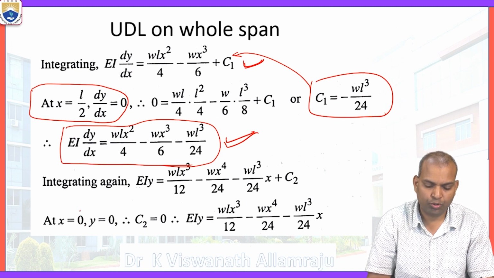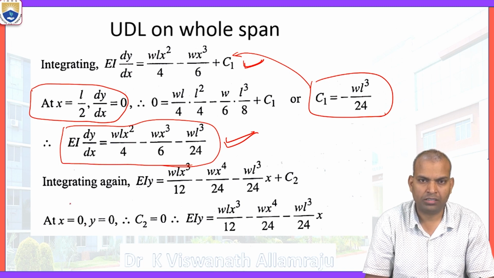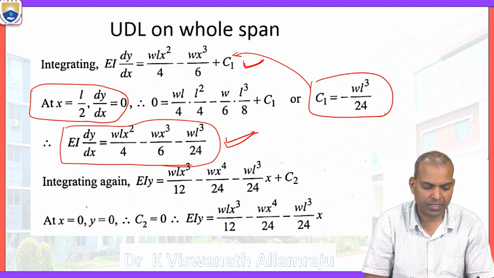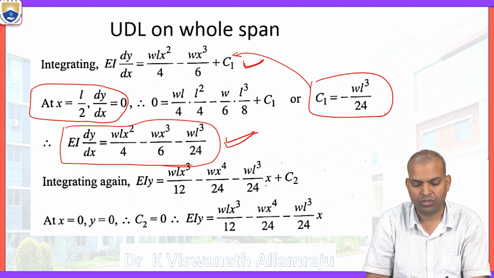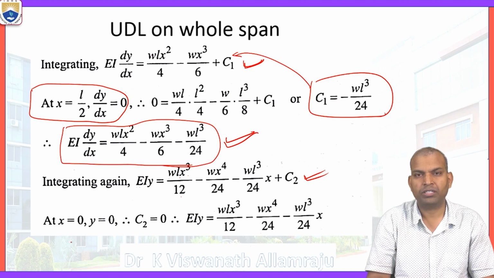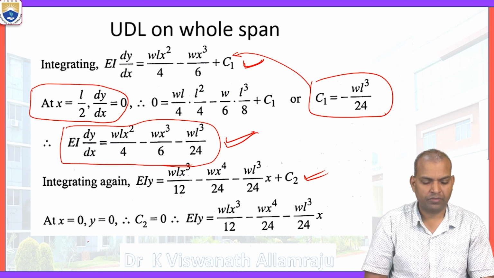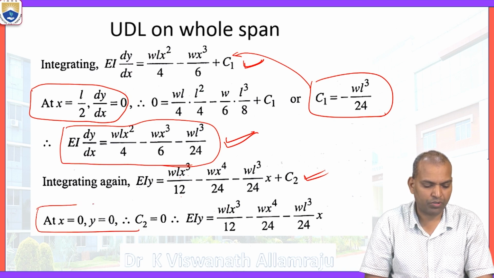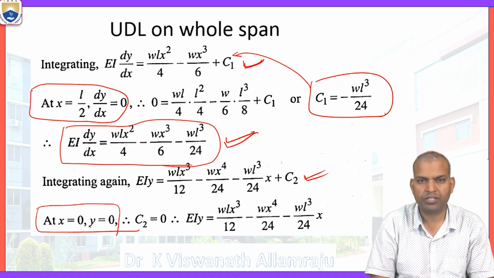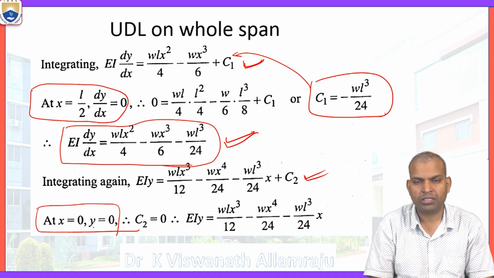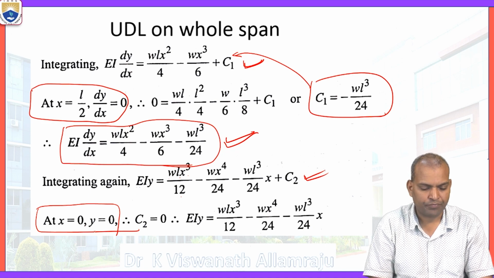Now integrating the slope equation, the deflection is obtained. EI y equal to wLx³/12 minus wx⁴/24 minus wL³x/24 plus C2. This C2 is another constant of integration. That constant will be calculated by using the boundary condition x equal to 0 and y equal to 0. That equation is related to deflection and the span. Now the value obtained is C2 equal to 0.